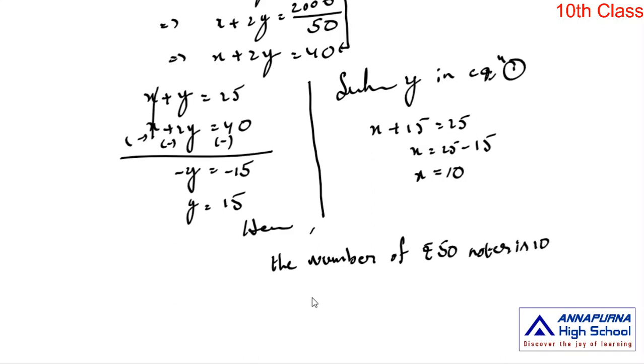The number of 50 rupees notes is 10 and the number of 100 rupees notes is 15. Okay, so let's come to the next one.